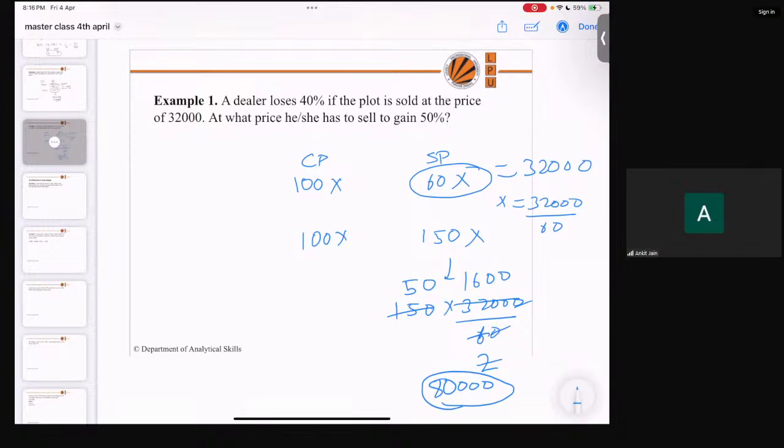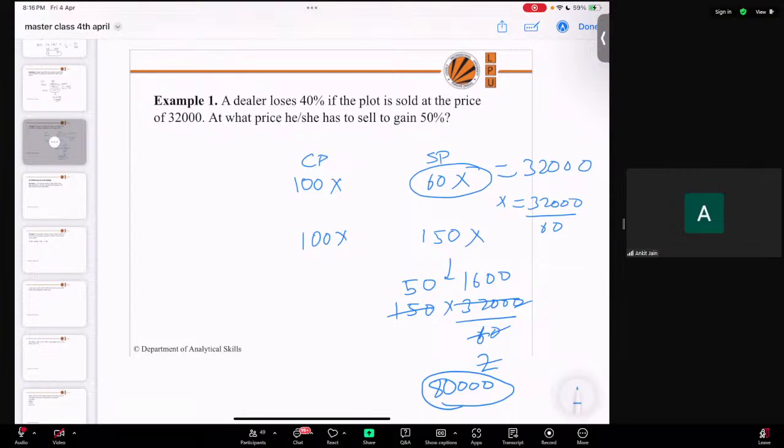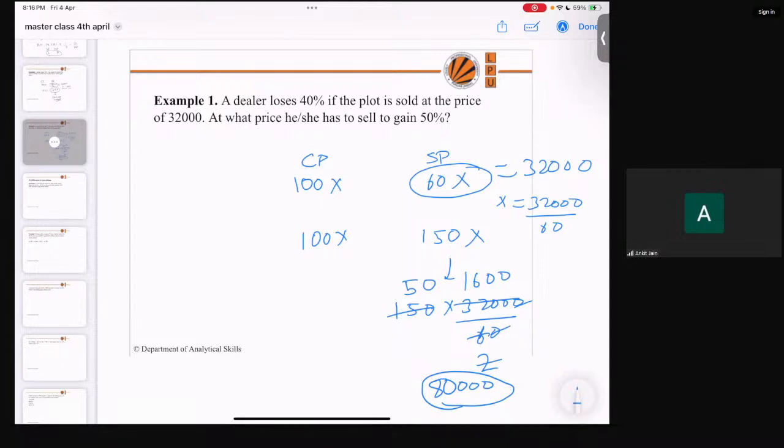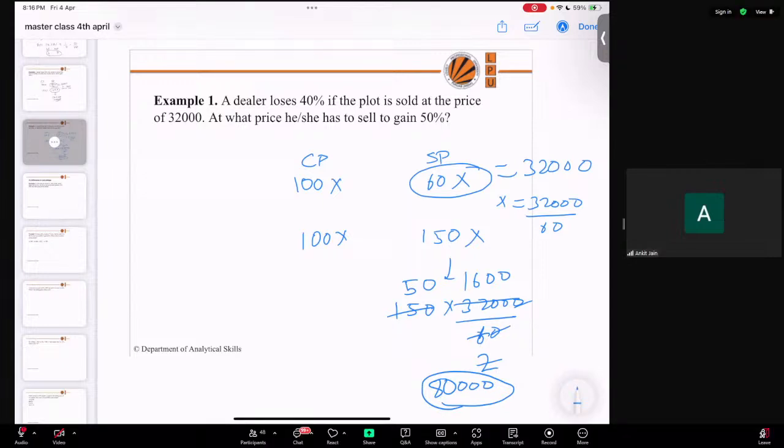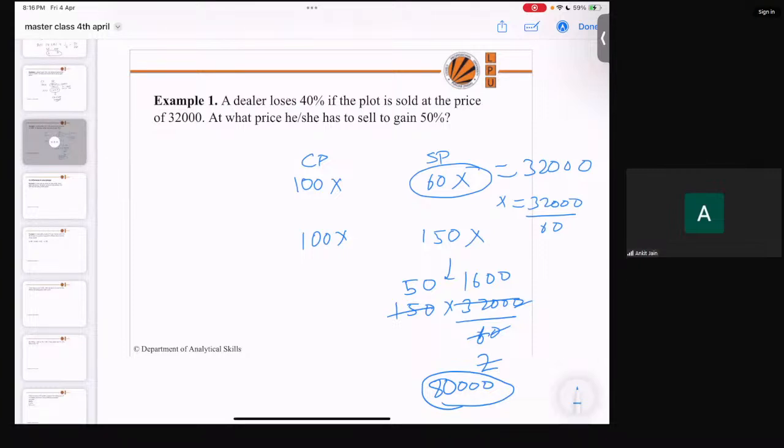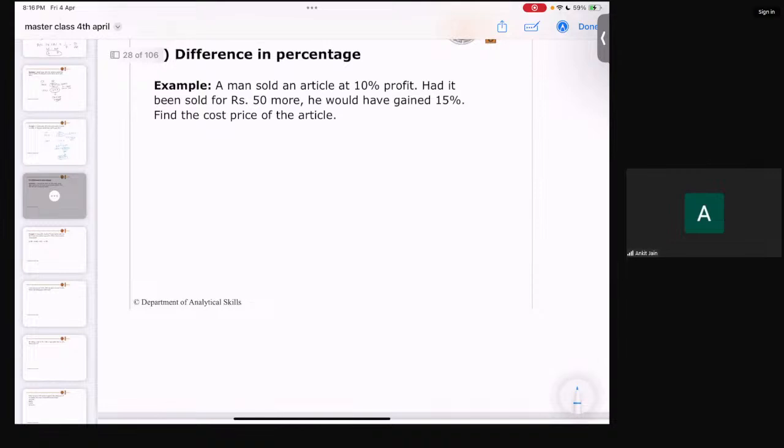I hope it is clear to you all. Yes, Mohammed, Nabroz, very good. Okay, Mohini. Next question. Again, very easy question. You can answer orally.